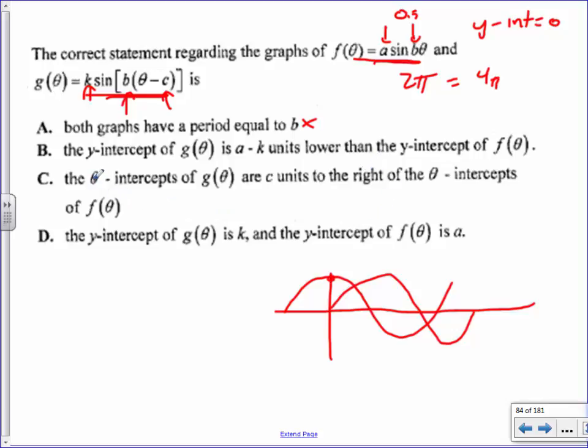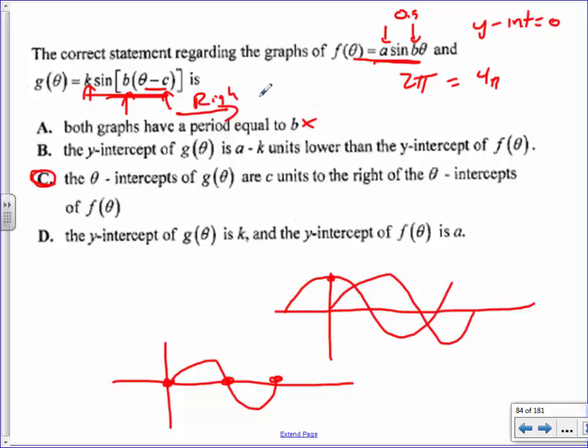Let's talk about the x, the theta intercepts. Where are the original theta intercepts? Well, I'd say they're supposed to be 0 and pi and 2 pi. What's going to happen when this guy has a minus c? What's that going to do to the graph? It's going to slide everything that way. That's actually what c says. The theta intercepts are going to be c units to the right of the other ones. That one is true, because that's what that minus c does, it shifts the whole graph right.